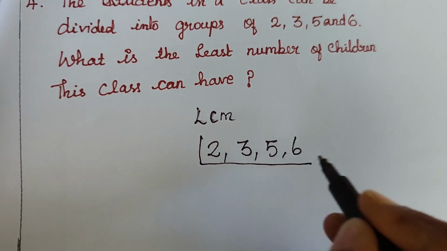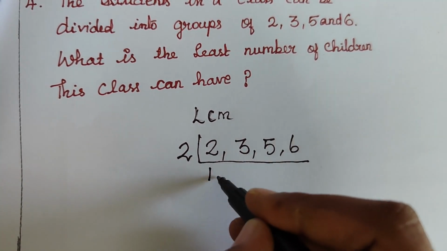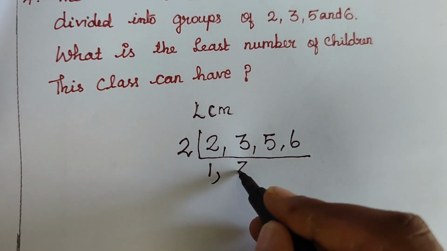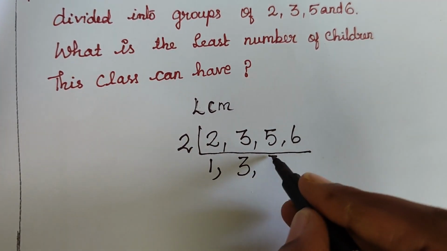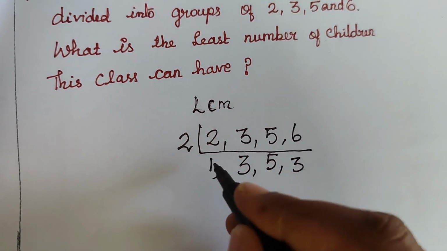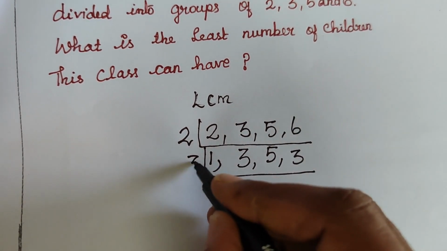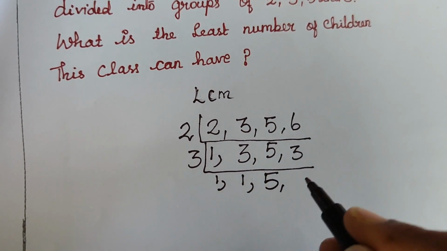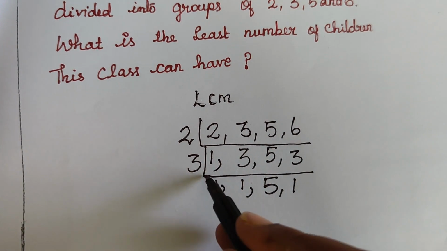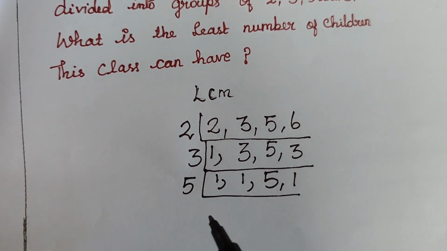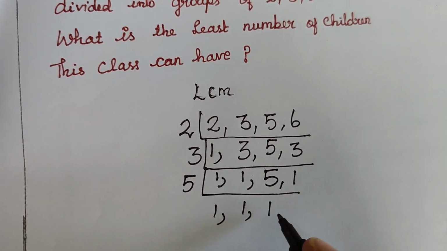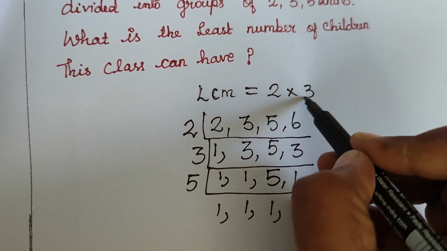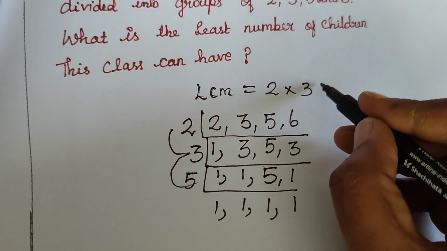When you take LCM, divide by 2: 2 goes into 2, 1 time. 3 is not divisible by 2, so bring down 3. 5 is not divisible by 2, so bring down 5. In 6, 2 goes 3 times. Again take 3: bring down 1, 3 divided by 3 is 1, 5 is not divisible by 3, so bring down 5, 3 divided by 3 is 1. Now divide by 5: 1, 1, 5 divided by 5, 1, 1. So the LCM is 2 into 3 into 5.